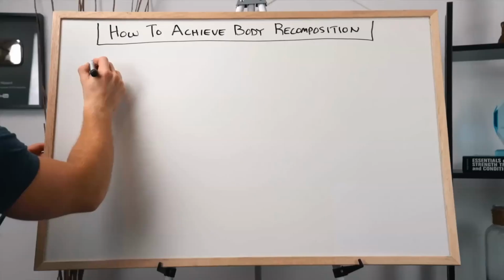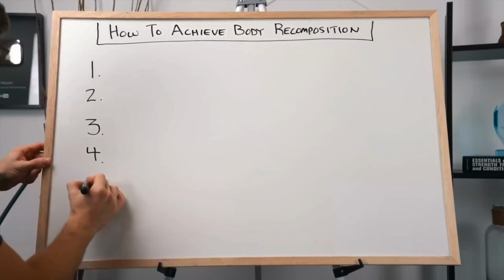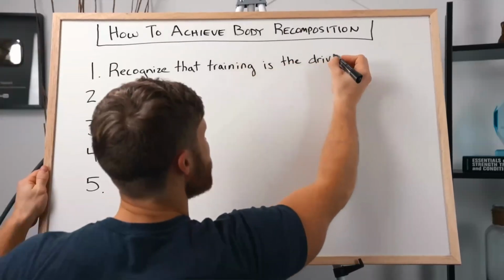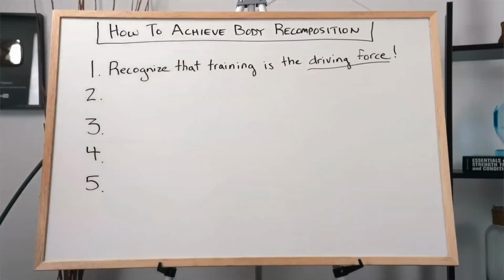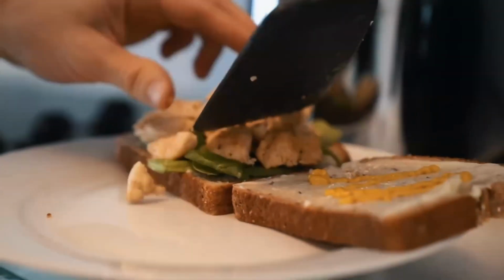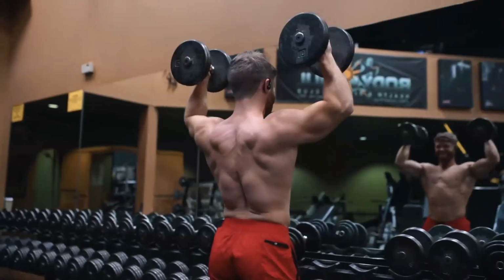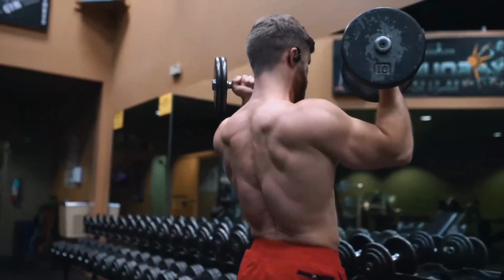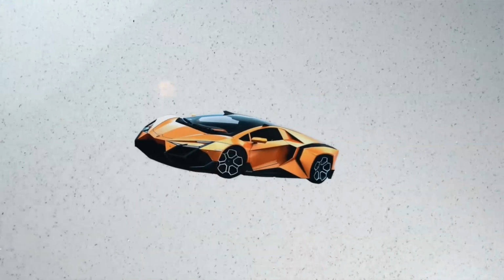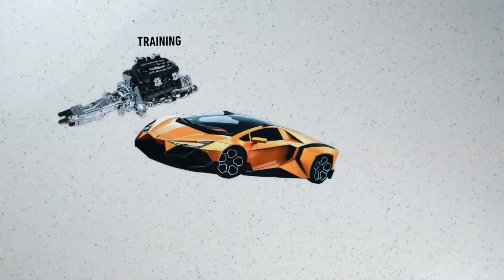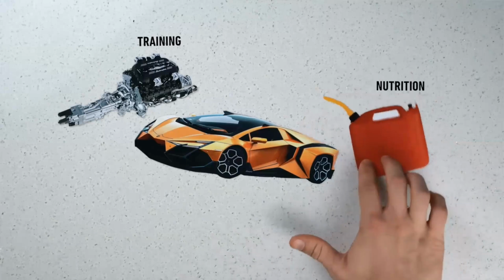Now, how do we do it? Let's break it down into 5 simple steps. First, you need to recognize that training is the driving force of body recomposition in any scenario. You can have the most optimal diet in the world, eat over 9,000 grams of protein per day, and you still won't build much new muscle without a progressive training stimulus. In the book, we use the analogy of a car, where we can think of our training as the engine and our nutrition as the gasoline to fuel performance.